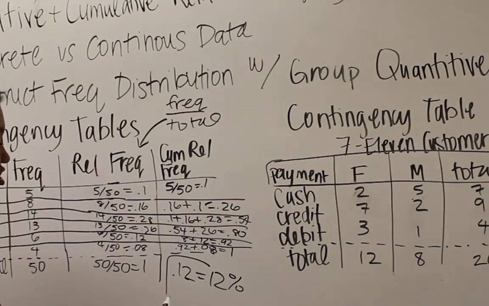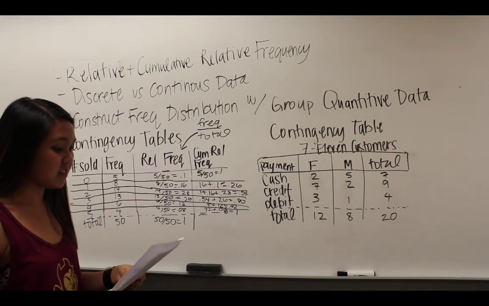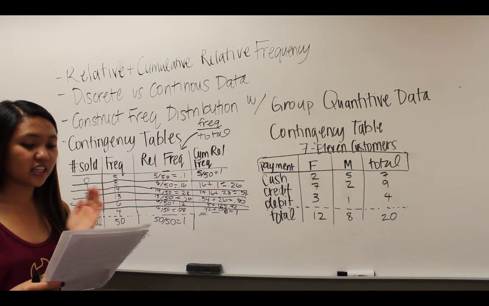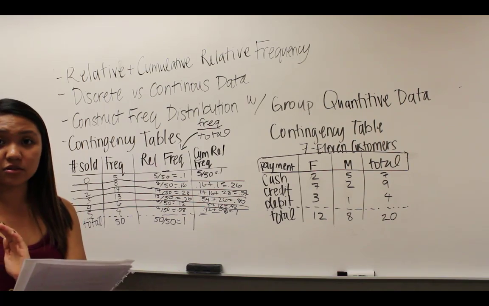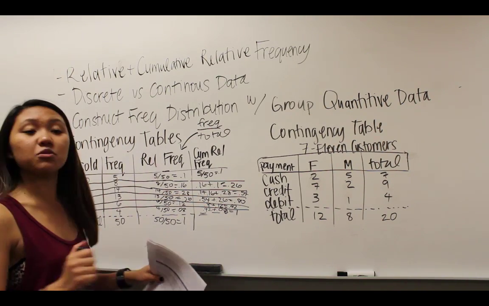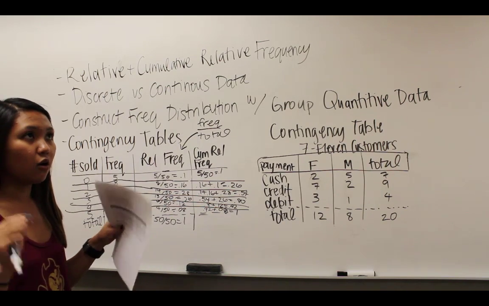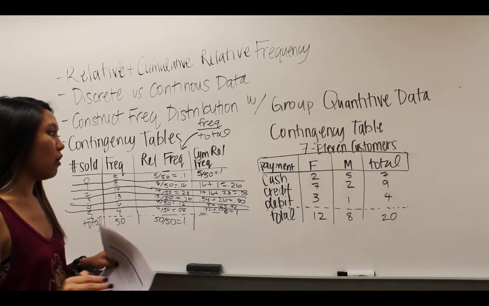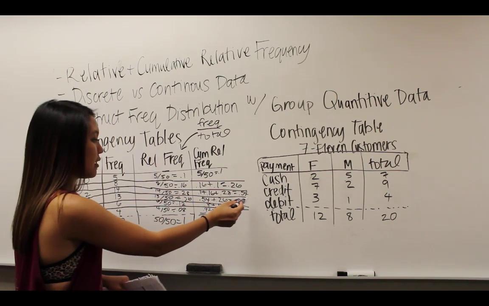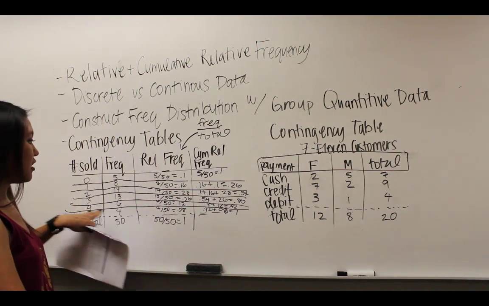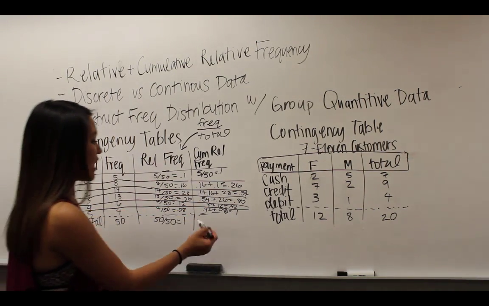And how you find percentage is you just multiply that number by 100 or move the decimal over 2 places. So the next question is, on what percentage of days were more than 3 iPads sold? First, you want to find the cumulative relative frequency of 3 or less iPads being sold. Go to the column that says 3 being sold, go across to your cumulative relative frequency, and that's 0.8.